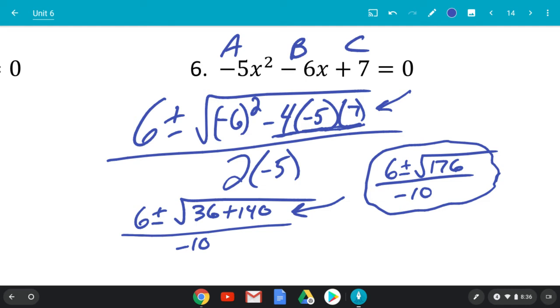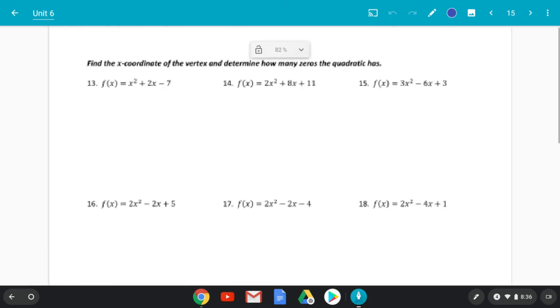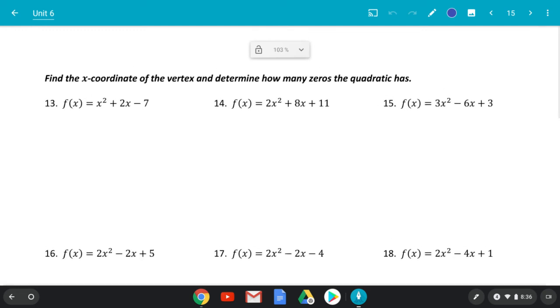Can you handle that? I know that several of you didn't get through this, so I'm going to let you finish it tonight. All right, now I want to go to the second page of your homework, because the second page of your homework is asking something a little bit different. It says, find the x-coordinate of the vertex and determine how many zeros the quadratic will have.